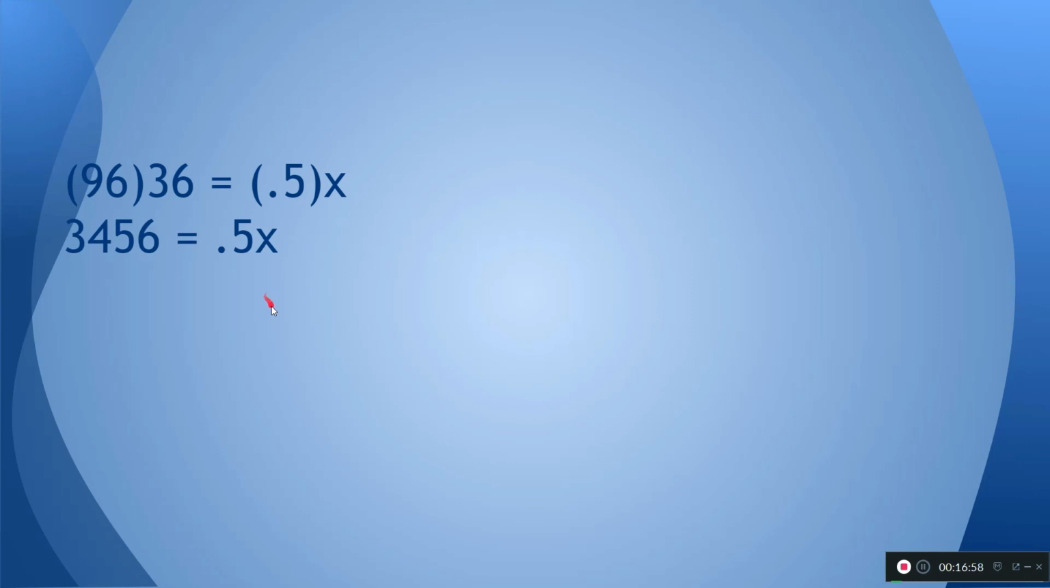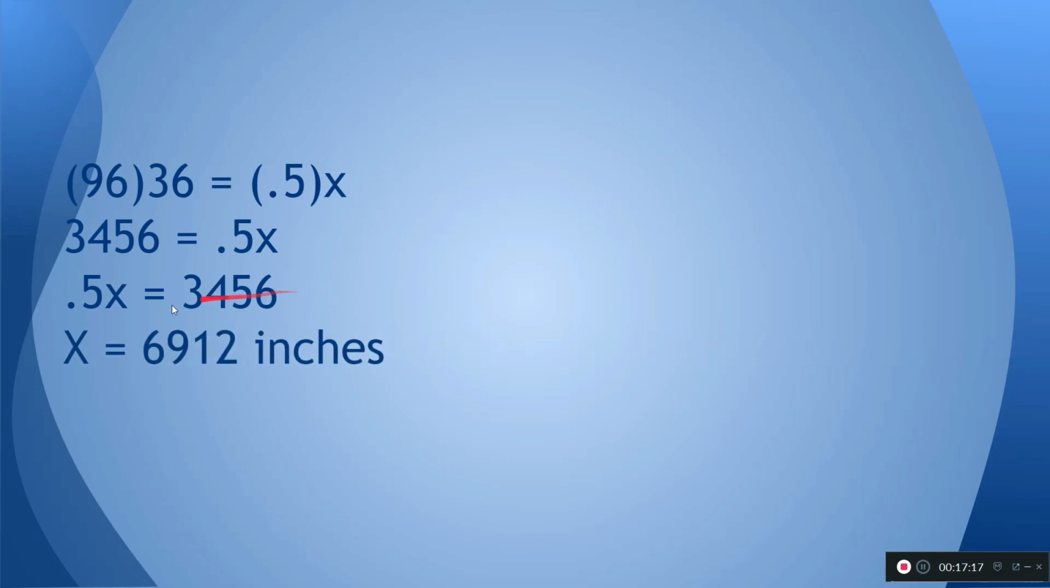We can write that out as 3,456 equals 0.5x. But I really don't like having x on the right-hand side of the equation, so let's rewrite it as 0.5x equals 3,456. Then we solve for x, dividing both sides by 1/2 or 0.5, and we get x equals 6,912 inches.